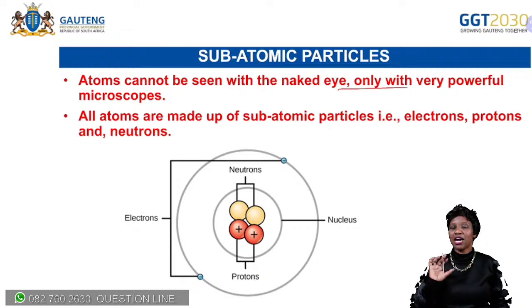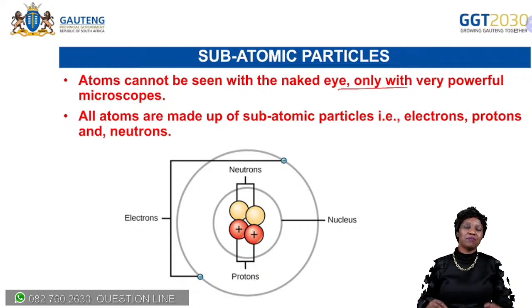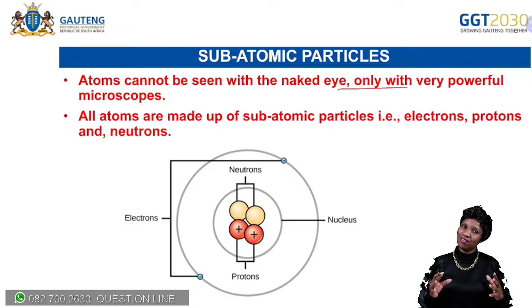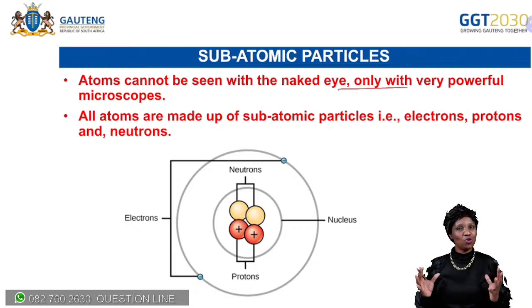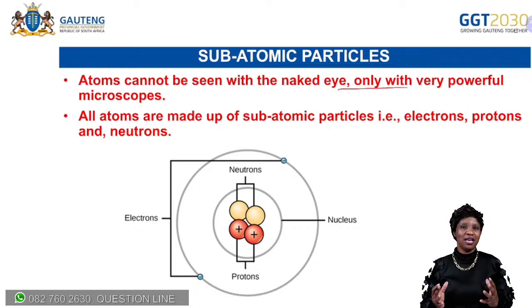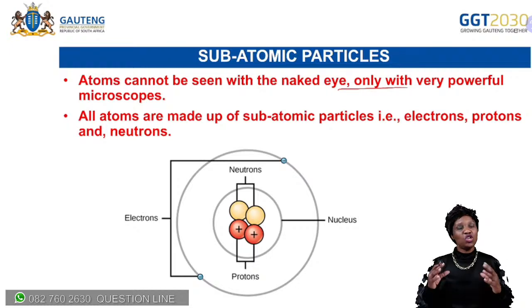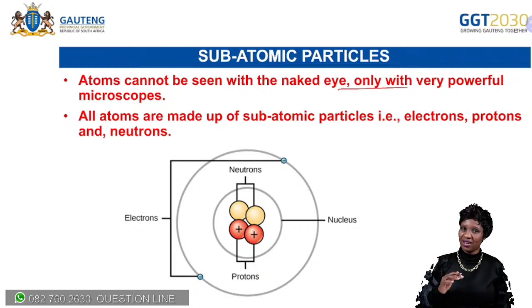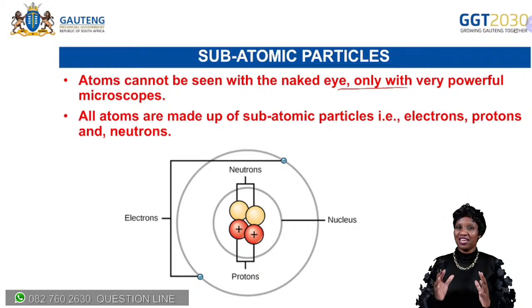When we're talking about subatomic particles, we are talking about the protons. Remember, the protons are positively charged, and then we find these where? Where do we find them? Grade 8. We find them in the nucleus of an atom. And we also find the what? The neutrons in the nucleus of an atom. The neutrons are neutral, they don't have a charge. That's why we are saying they are neutral. And that is the nucleus of an atom.